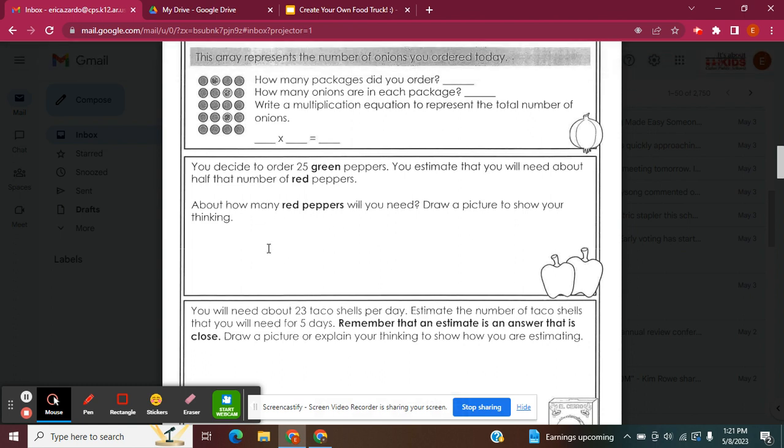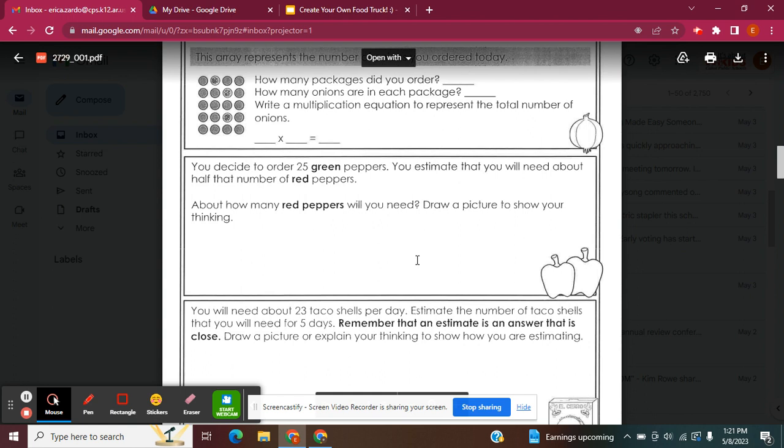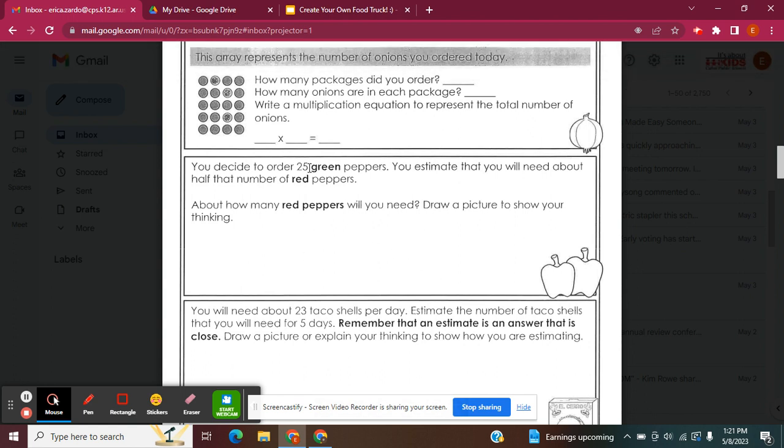Okay. So you have to show your work down here. I don't mind at all if you use a green and a red color pencil just to kind of differentiate between the two. But the biggest thing is you have to estimate because if you ordered 25 green peppers and you need to order half the number of red, you have to decide are you going to order more than half or less than half because you can't go to the store and buy half of a red pepper. You have to buy the whole. So that's one thing your group's going to have to discuss. Make sure you show your work.